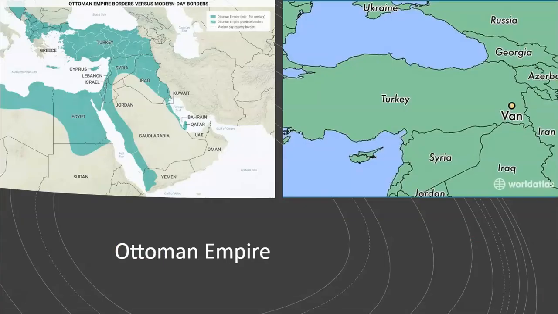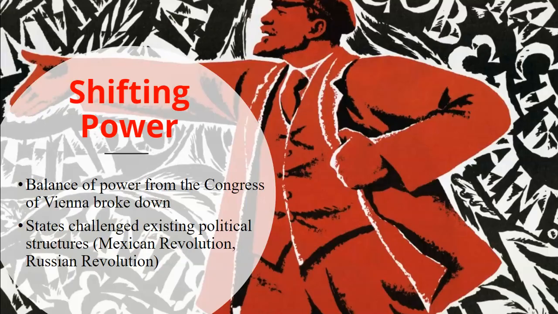Ottoman Empire on the left, all the green is where you can see what it used to look like, how much land it actually took up. You can see all the countries that it took over. And on the right, you can see Turkey. That's all it is now. That's all that they have left is Turkey. So for a long time, they owned a lot of land. And now it's just Turkey. Just nice to have a visual on that.